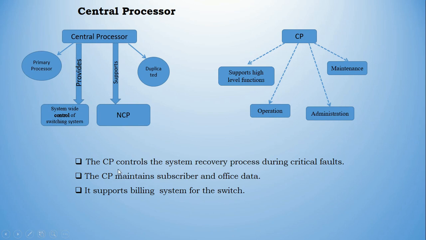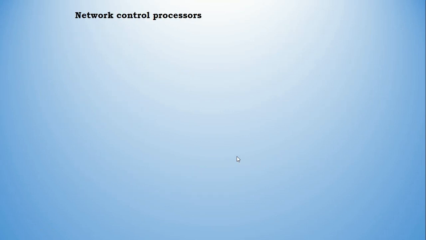Along with that, as CP is higher level, the system recovery is very critical. As you already know, the system recovery, that means if one central processor fails, it is very critical to recover it, because it will be maintaining all office data and subscriber data. And if it is maintaining all office data, it supports the billing system, right? In earlier landline systems you'll be getting bills, those were generated by the billing system with the assistance of a register called AMA, that is automatic message accounting register.